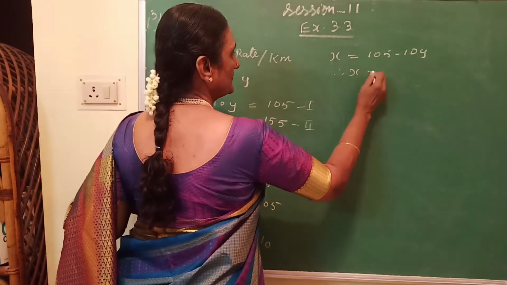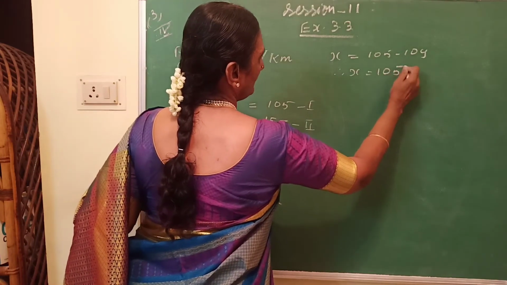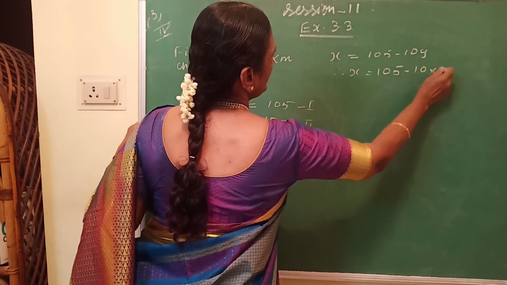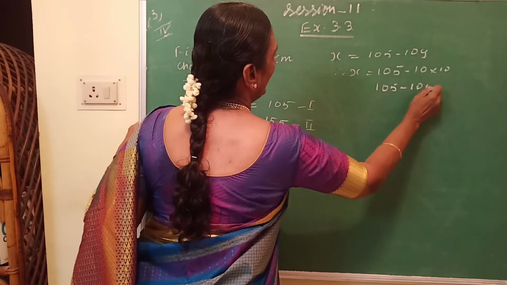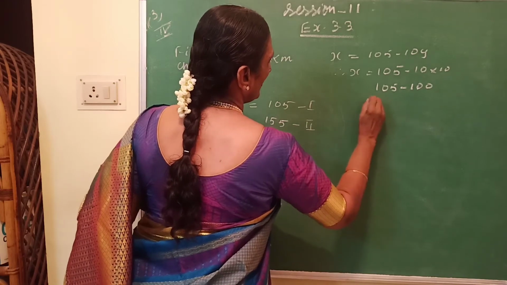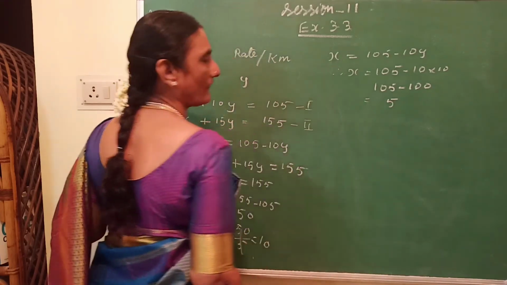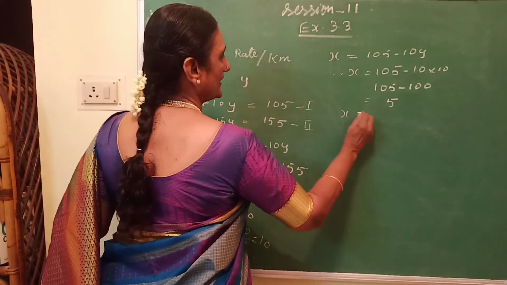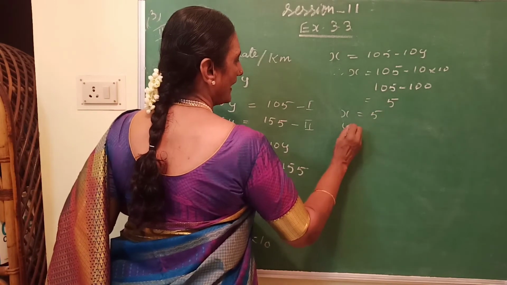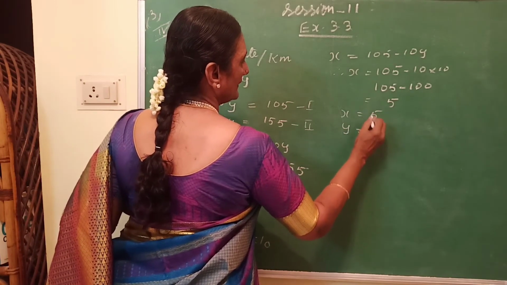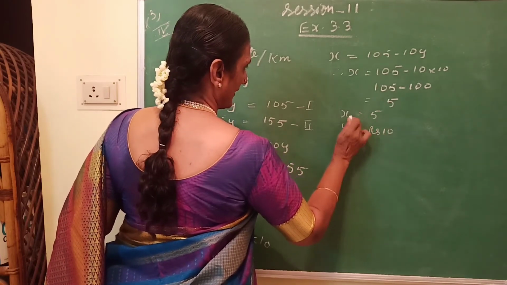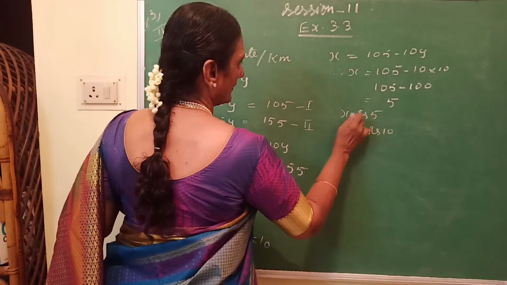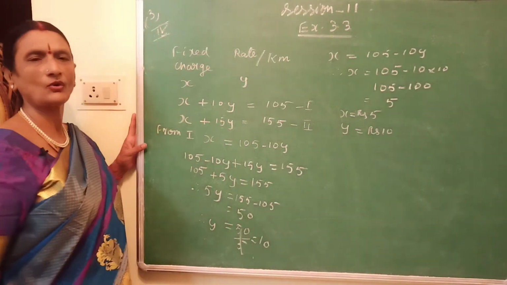Therefore, the x value is 105 minus 10 tens are 100. 105 minus 100, so we have got the value to be rupees 5. So x is equal to rupees 5 and y is equal to rupees 10. So you have to write rupees 5. Okay. Now the sum is not over with this.